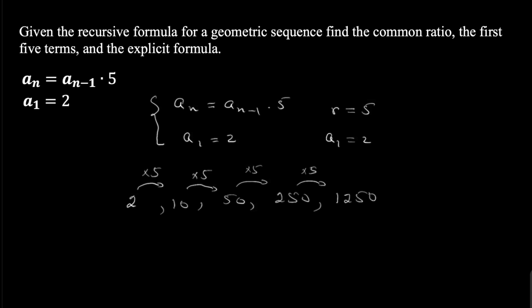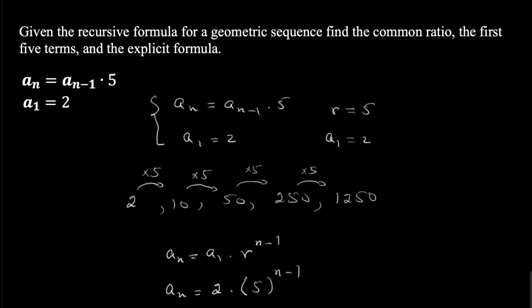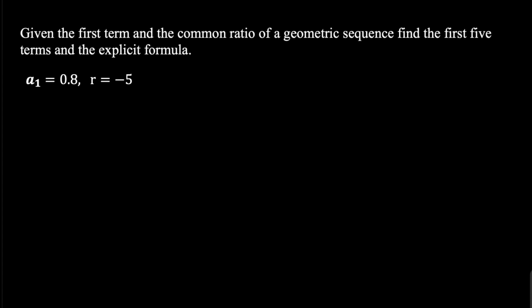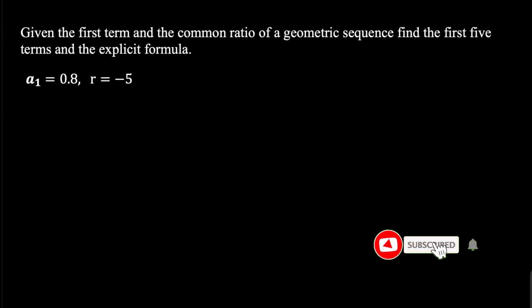And to find the explicit formula, we can write an is equal to a1 times r to the power n minus 1. Replace a1 and r and you will be there. So let's say an is equal, a1 is 2, we put 2 times, and the common ratio is 5, and we put the power n minus 1, and here you are. Let's have another example.